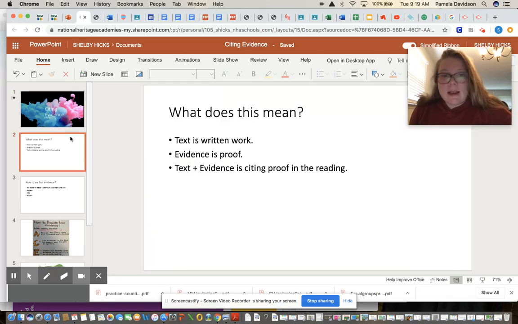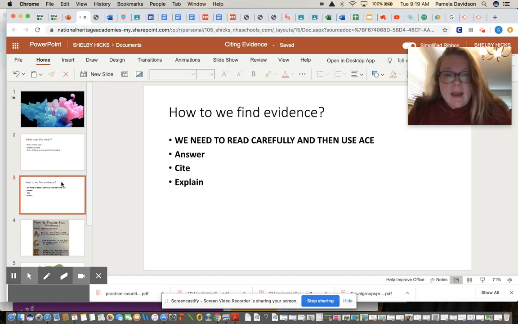Okay, now we're at the next slide. What does citing evidence mean? Well, our text is our written work and evidence is proof. So when we're citing evidence, we're looking back at the text and we're providing evidence, which is creating proof from the reading.